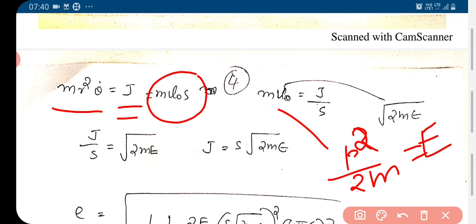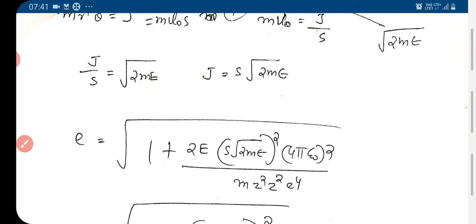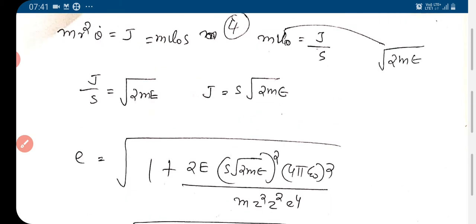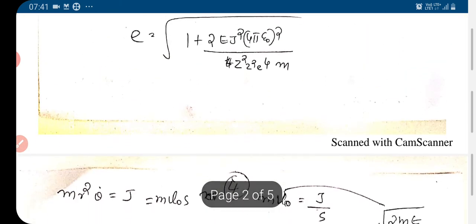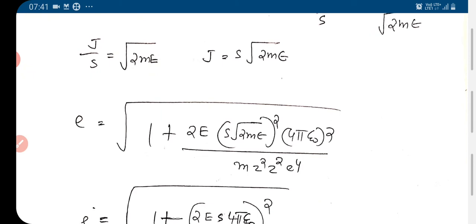That is equal to the energy, and p equal to root 2mE, so mv0 is root 2mE. So one can write J by S as equal to root 2mE, and J equal to S root 2mE. And eccentricity, we know that is given by 1 plus 2EJ squared over... For J we are substituting this.